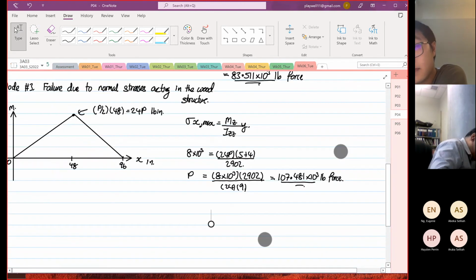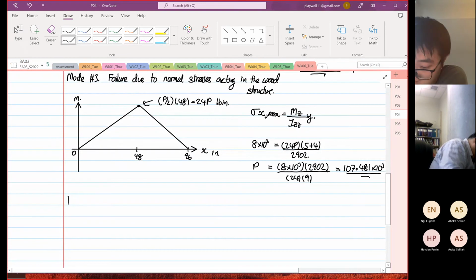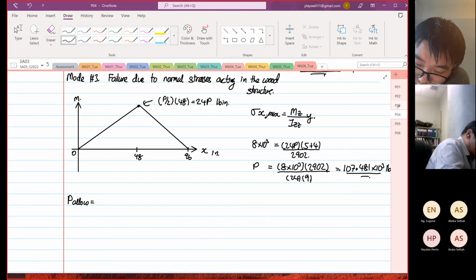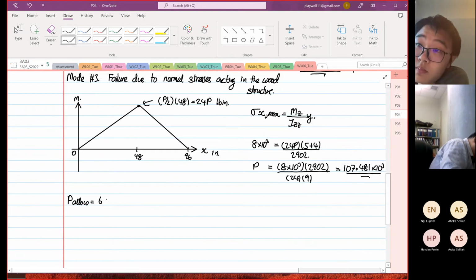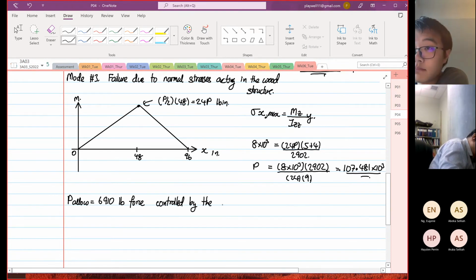So therefore, you take the smallest value. P allowable will be equal to 6910 pound force, which is controlled by the joints.